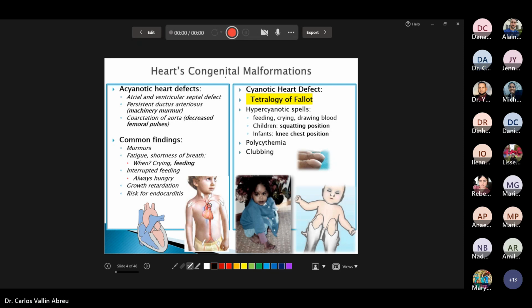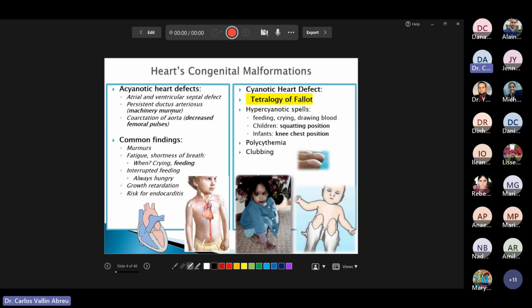The congenital malformations have two main types or classifications: the ones that produce cyanosis and the ones that don't produce cyanosis. The most common congenital heart defects don't produce cyanosis, so it can be hidden, can be not yet diagnosed.